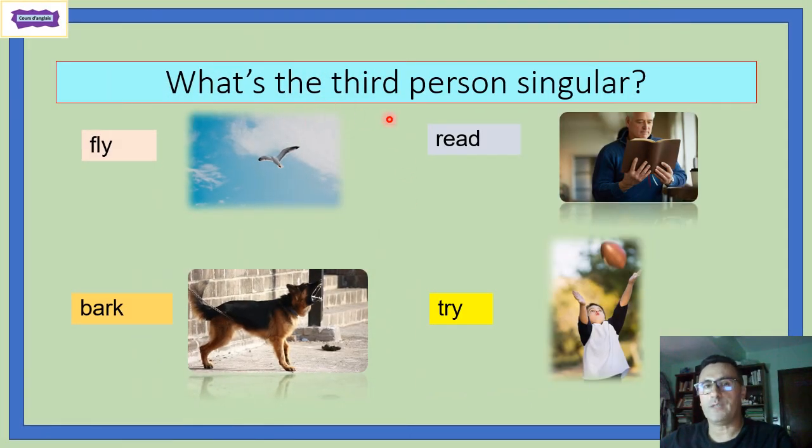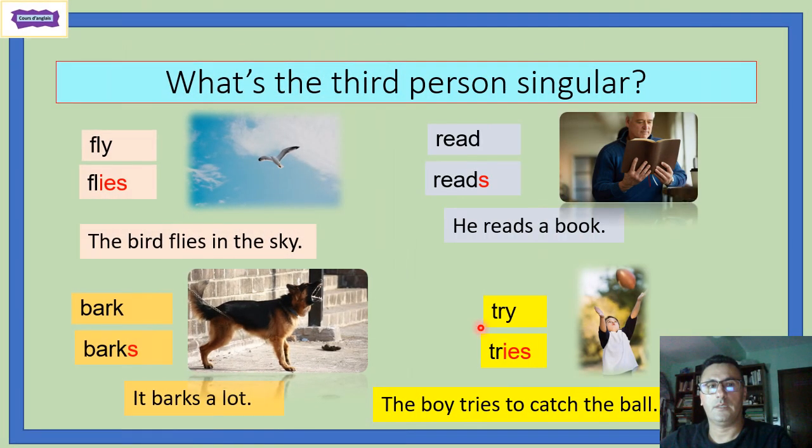Comme avant, what's the third person singular? C'est quoi la troisième personne singulière de ces verbes? On a fly, bark, read, try. Fly, voler ou bien s'envoler. Read, lire. Bark, aboyer. Try, essayer. La réponse. Fly devient flies.